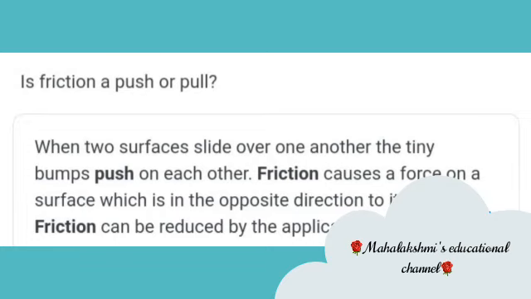Is friction a pull or push? When two surfaces slide over one another, the tiny bumps push on each other. Friction causes a force on a surface which is in the opposite direction to its motion. Friction can be reduced by the application of lubricants.